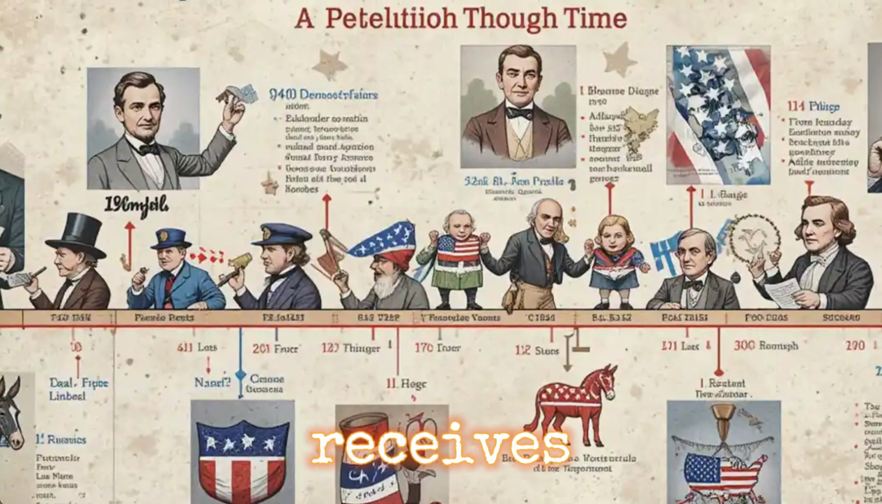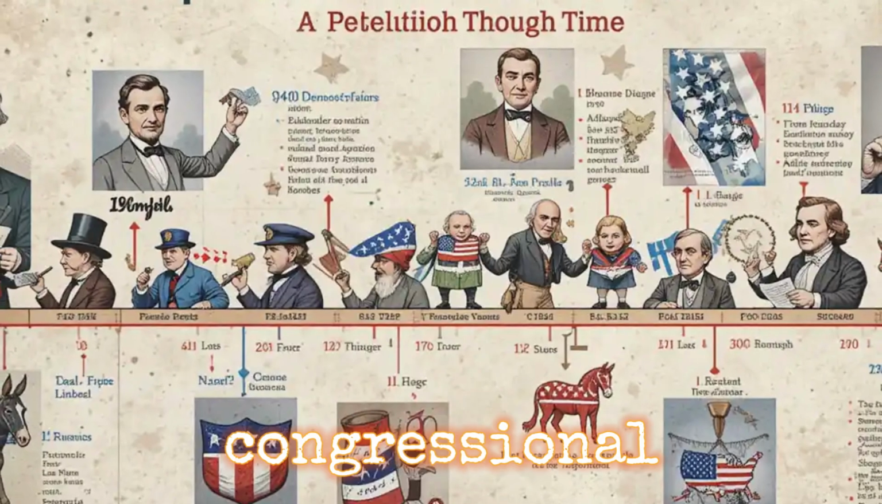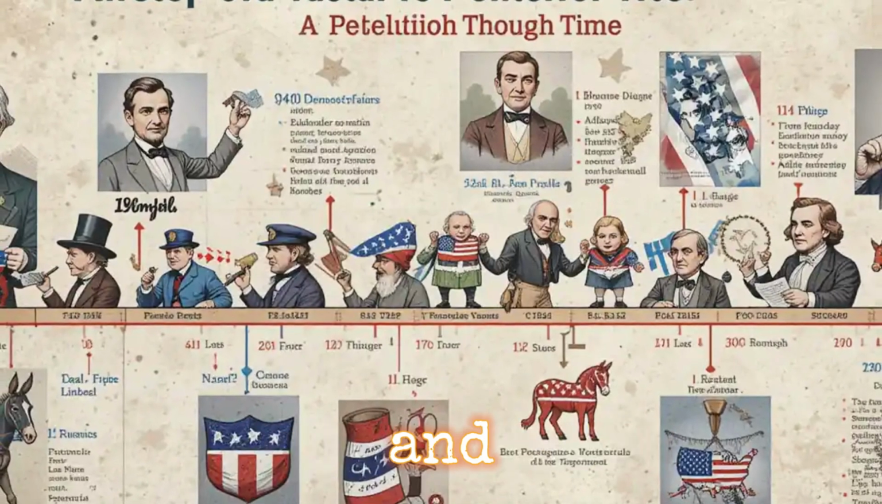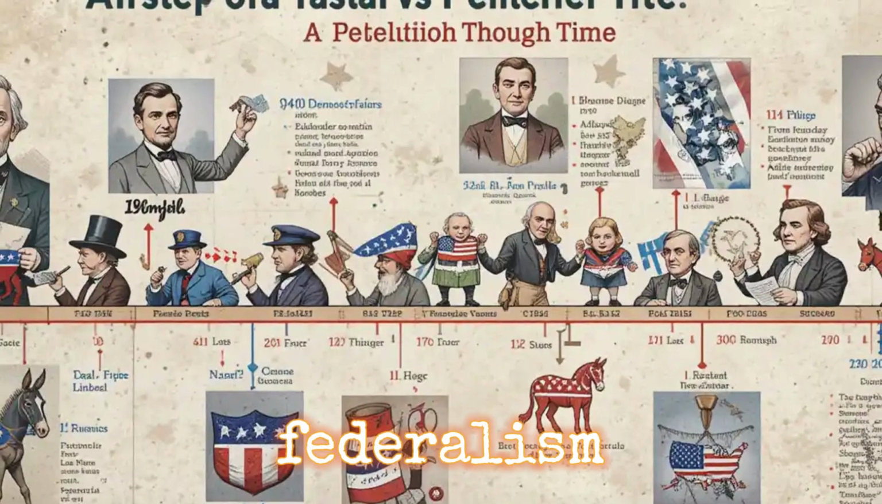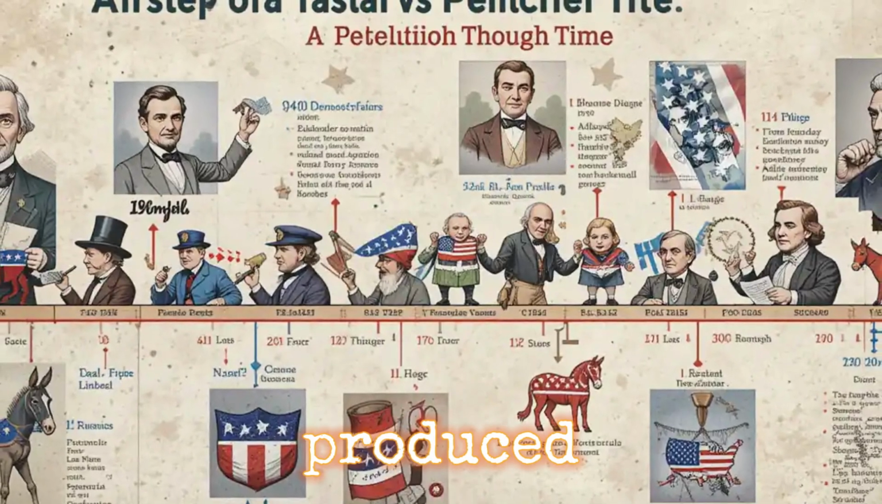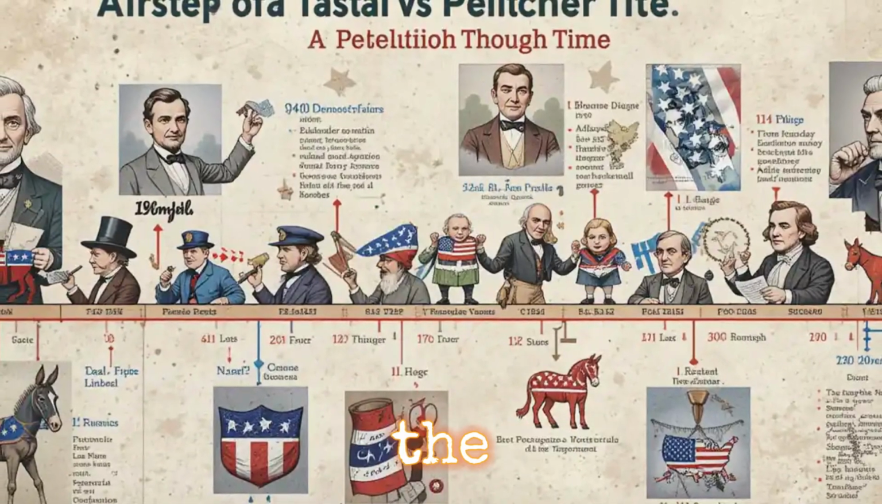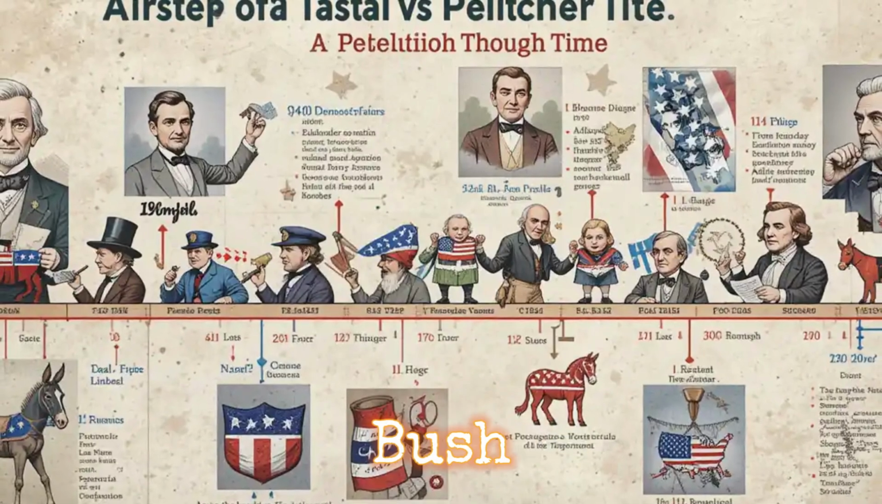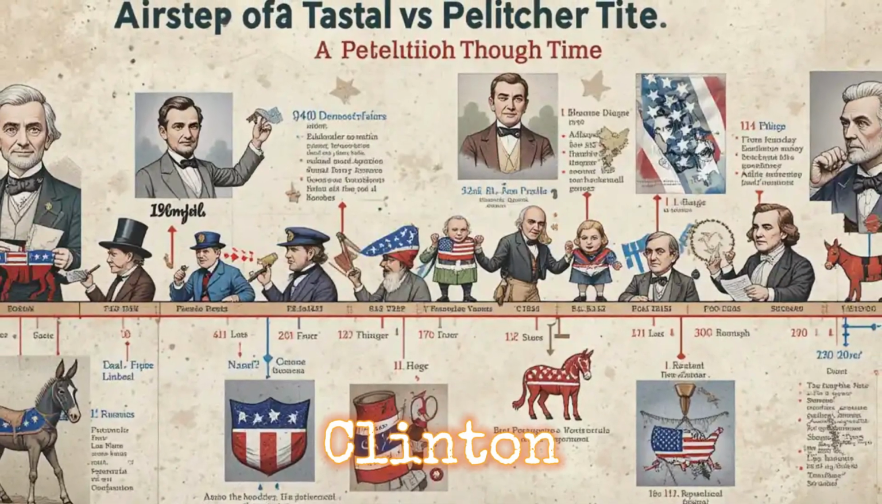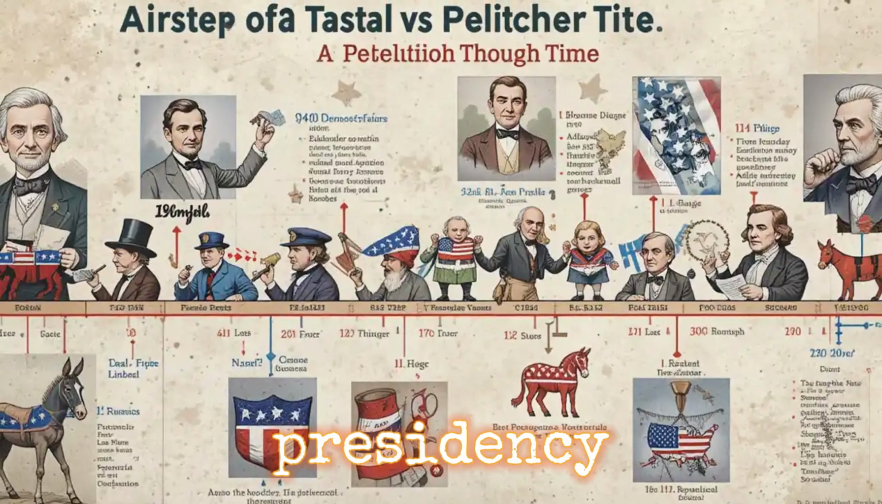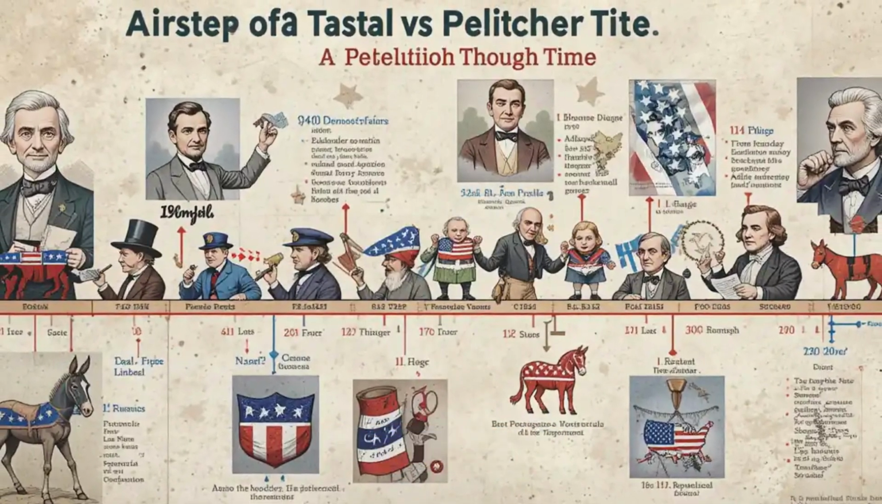Each state receives a number of electoral votes based on its congressional representation, and most states use a winner-takes-all system. While it reflects federalism, the system has also produced controversial outcomes, such as the elections of 2000, Bush versus Gore, and 2016, Trump versus Clinton, where candidates won the presidency without winning the popular vote.